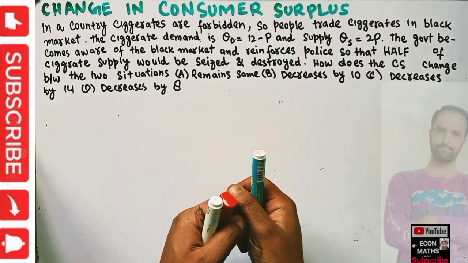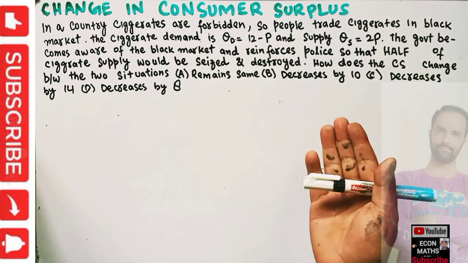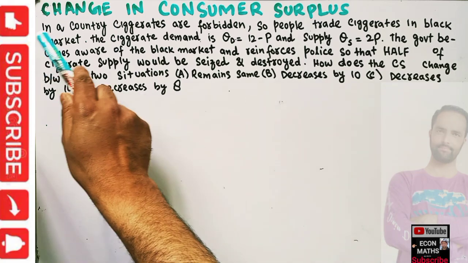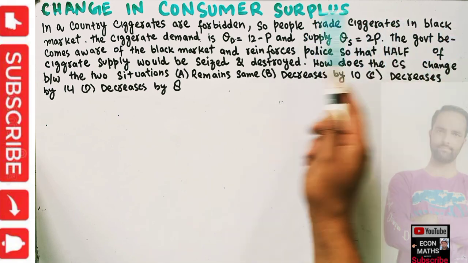Let us solve a question on change in consumer surplus. This question was asked by a brother on a WhatsApp group. The question is like this. In a country, cigarettes are forbidden, so people trade cigarettes in the black market.